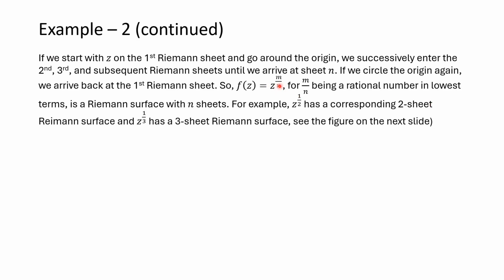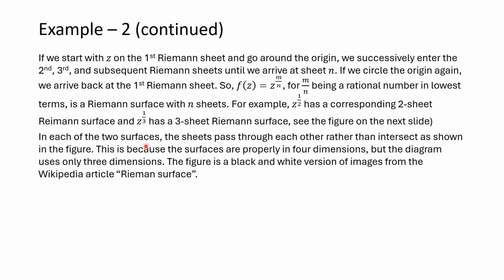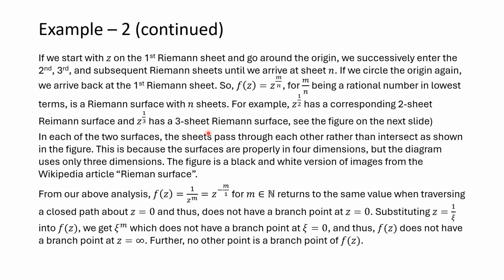Those are n equals 2. And z to the 1/3 has 3 sheets, since n equals 3. As an example, you might want to think about z to the 2/3 or z to the 3/7. How many sheets do you have there? I'll talk about the graphs for these two on the next slide. I have written down what I'm going to say, but let's wait till I show you the figures.